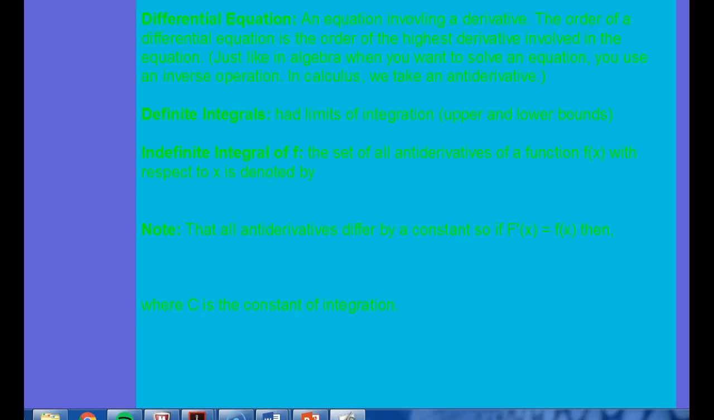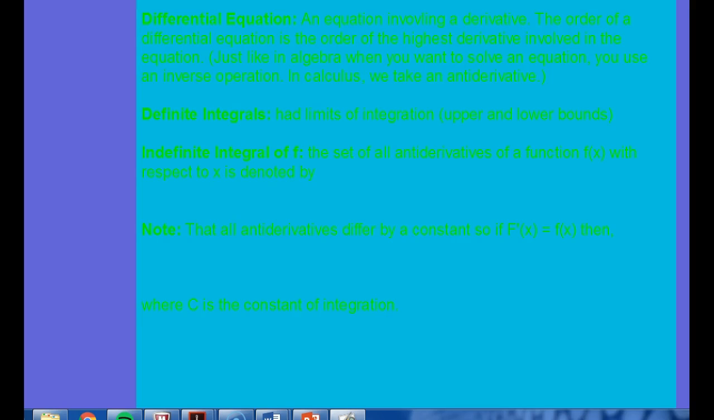A differential equation is an equation that involves a derivative. The order of the differential equation is the order of the highest derivative. I'll send them to you. And you know them. I just wanted to review the difference between all the words.